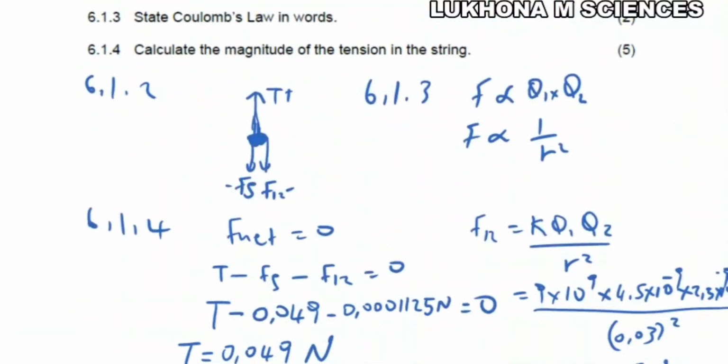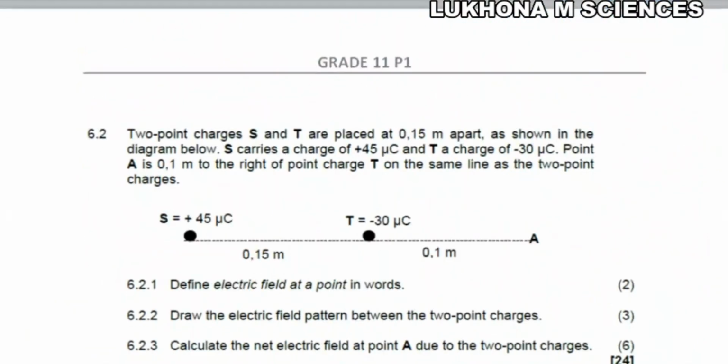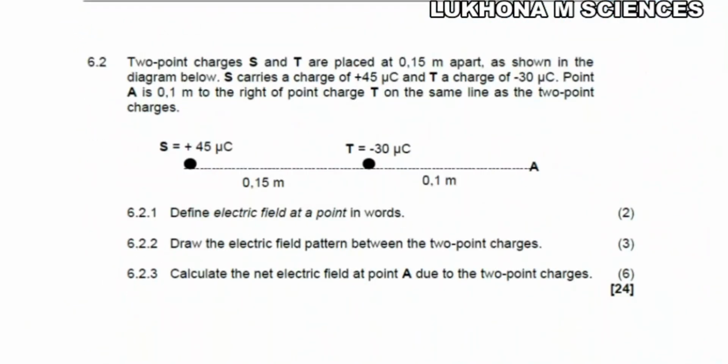That was the magnitude of the tension, 6.2. Now 6.2, let's go. Two point charges, that is S and T, are placed 0.5 apart as shown in the diagram. S carries a charge of positive 5 and T negative 30. Then A is 0.1 meters to the right of point charge T. Okay, this is A. A is a test charge.